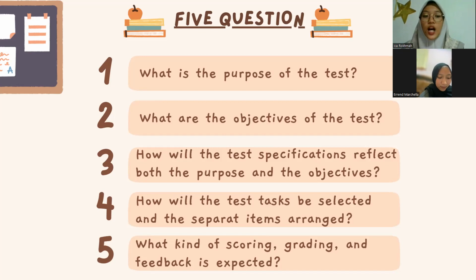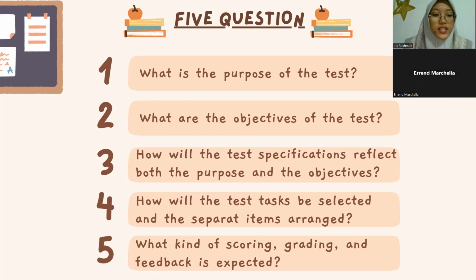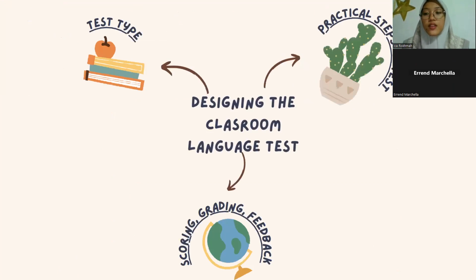And the third one is how will the test specification reflect both the purpose and the objective of the test. The function is to evaluate or design the test. We must make sure that the objectives are incorporated into a structure that appropriately weighs the various competencies being assessed. And the fourth one is how will the tasks be selected and the items arranged. And the last one is what kind of scoring, grading, and feedback is expected. And these questions became the basic approach to designing a language test.